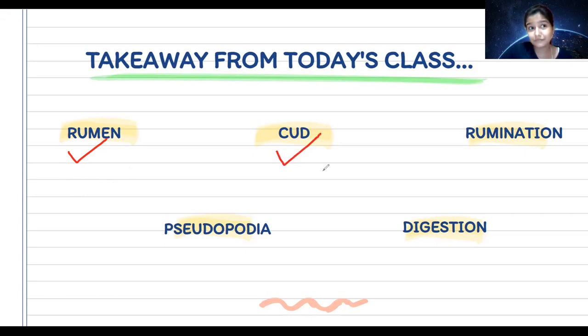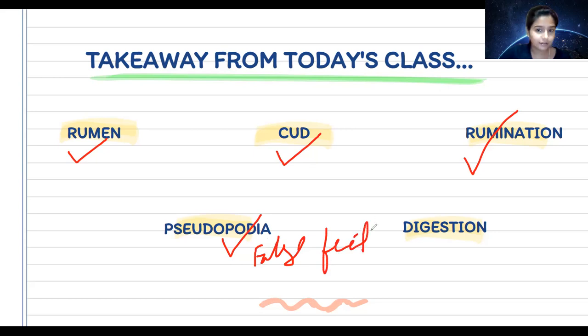Now, what is the cud? It is the undigested food. Am I right? Exactly. Now, what is rumination? Rumination is the process by which the undigested food, that is the cud, is taken back again to the mouth of ruminants and then chewed again and again for full digestion. Okay. Then we talked about pseudopodia. These are the false feet which are present in amoeba, right? They help in movement of amoeba, taking in food, and expelling the food. So pseudopodia help in these processes.